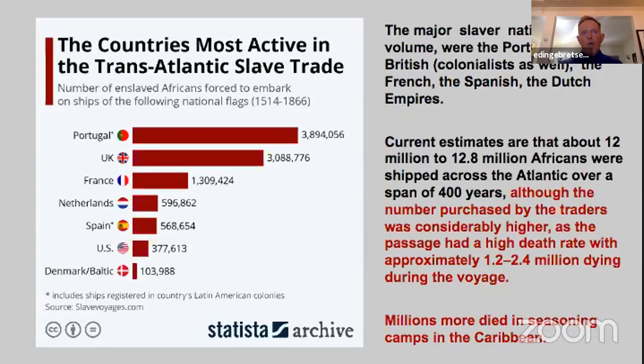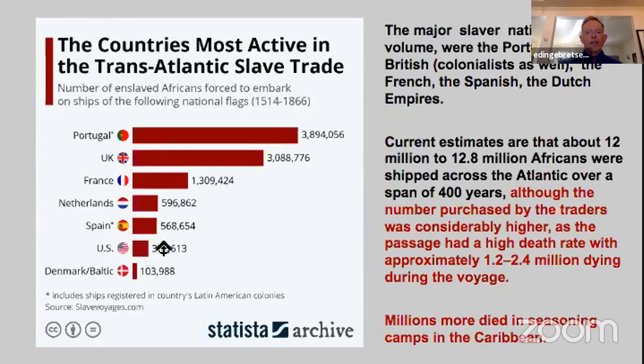And it can seem overwhelming when one begins to think about this, and why, for example, I use the word genocide in, I think, a continually appropriate way. And why the histories are scrubbed of this in such a way that this simply becomes an economic transaction. The numbers purchased by traders was considerably higher, but the passage had a high death rate, with probably 20% of persons dying during the voyage. And as we saw on my first slide, many of them were simply thrown overboard, like you throw cattle when they run out of water, and no charges were ever brought. And a million more would die, quote, in seasoning camps, whatever they are, in the Caribbean.